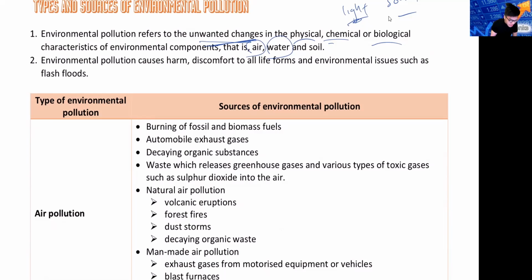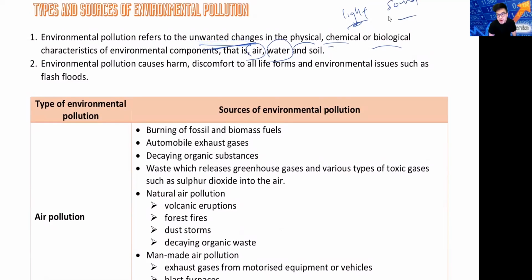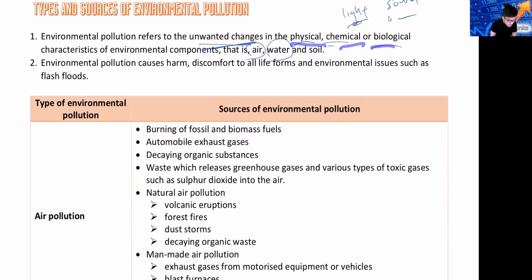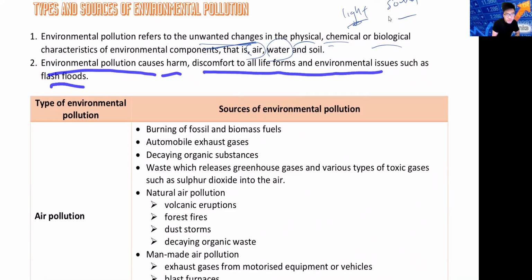Pollution is any unwanted change in our environment, caused by something called a pollutant. It's not mentioned here, but it's caused by a pollutant. It could be physical, chemical or biological. It could happen to your air, your water, or your soil. Any unwanted change, any undesirable change, anything that is away from nature, any negative human impact. Environmental pollution causes harm and discomfort to all life forms and environmental issues such as flash floods.